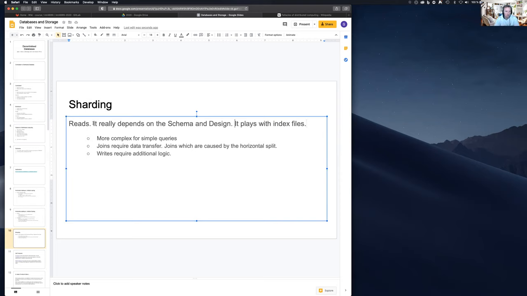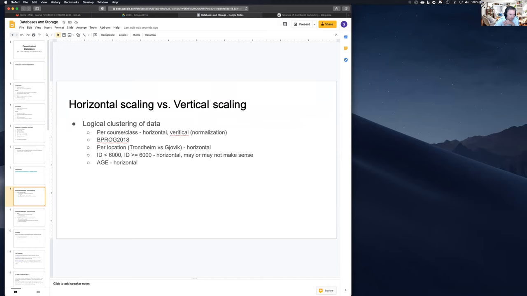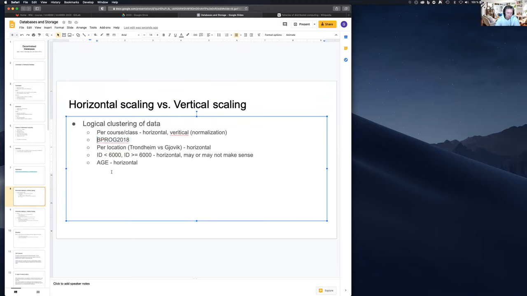Of course, if it is well designed, and you split the students into Trondheim and Jovik, and you say where location Jovik, then of course it will work out perfectly, right? But for the edge cases, let's say you didn't split it between Jovik and Trondheim, you split it in your schema by cohorts, right? So we use cohorts to split it. And we have BPROG, 2019, and so on. You have all the programs.